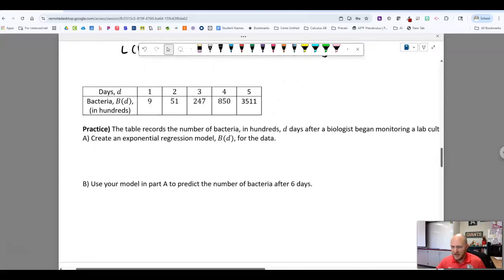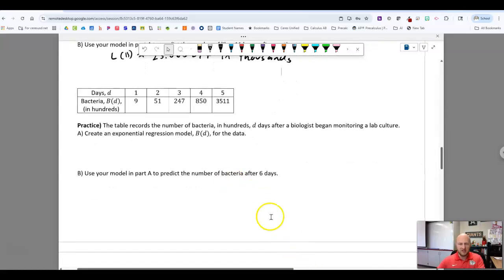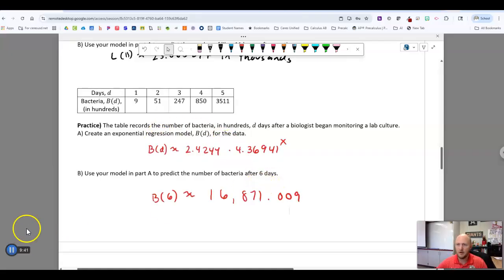Okay, here is a practice problem. Please go ahead, pause the video, create this regression, and then predict the number of bacteria after 6 days. Okay, hopefully here are the values that you got. B of D is approximately 2.4244 times 4.36941 to the power of x.